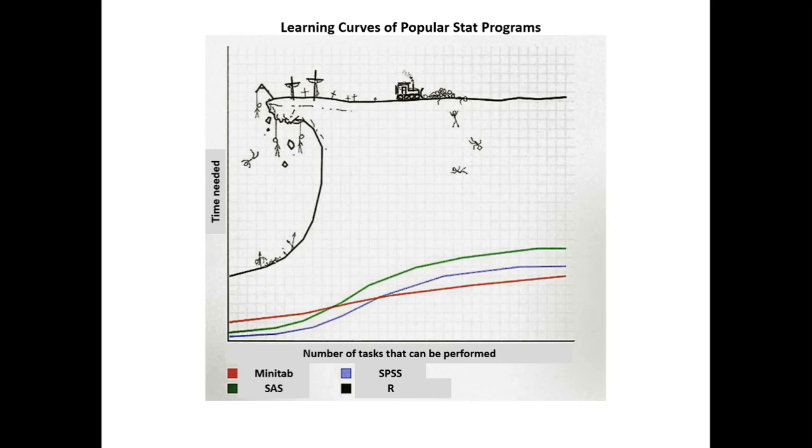SAS, SPSS, another program, Minitab, have very gentle learning curves, relatively speaking. However, they're capped at a much lower level in that they cannot do the functionality that things like R can. The advantage again to R is that if you can get over that learning curve, you can do really amazing stuff.